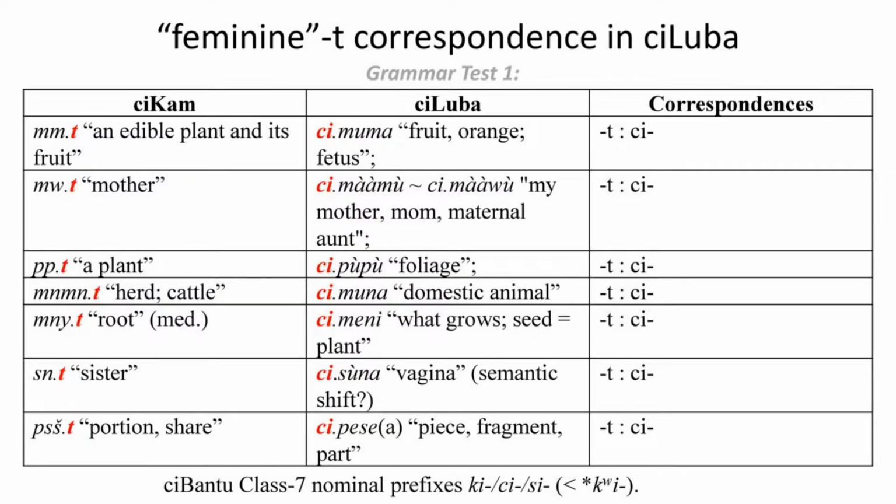And in Chiluba, we have Chimamu or Chimawu, my mother, mom, maternal aunt, etc. And then lastly, I'll do pepet, a plant. And then we have in Chiluba, Chipupu, foliage. And so everywhere you see this T, if it's in the same category, it corresponds to the Chi prefix in the Chiluba Bantu language. So we're verifying the same morpheme in Bantu as well as in Egyptian.